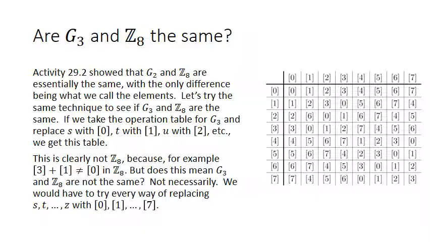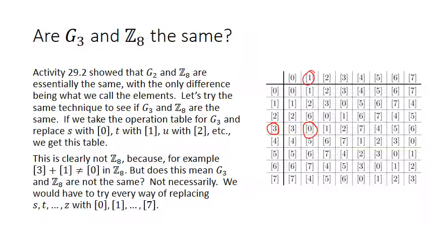So let's take the operation table for G3, and let's replace S with 0, T with 1, U with 2, etc., just going in alphabetical order. So when you do that, you actually get this table that is over here on the right. But the problem is this is definitely not Z8 because, for example, 3 plus 1 is not supposed to be 0 in Z8. It's supposed to be 4. Okay, so does this necessarily mean that G3 and Z8 are not the same?